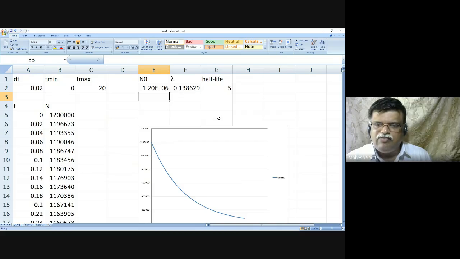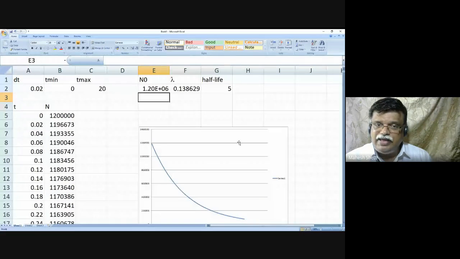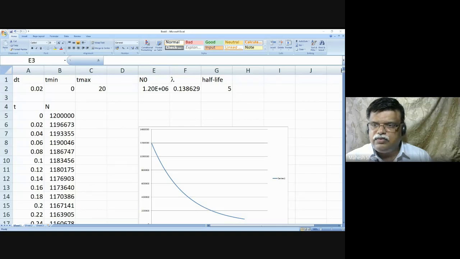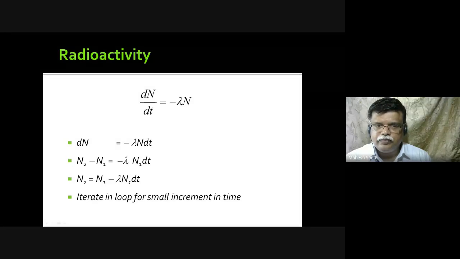Of course, you can do formatting later and put in the chart title and all other things. But any question at this point? Can you please show the formula for n once more? Yeah. So let me come back to the screen and let me show you the formula first. So this is the formula.